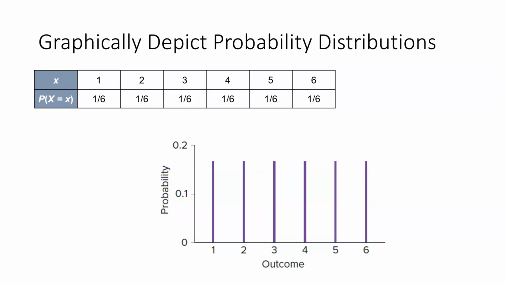When we graph these, we'll use decimals. If we were to divide 1 by 6, we would get about 0.17. So our outcomes go on the horizontal axis, our probabilities go on our vertical axis, and then we can show the probability distribution in that way.